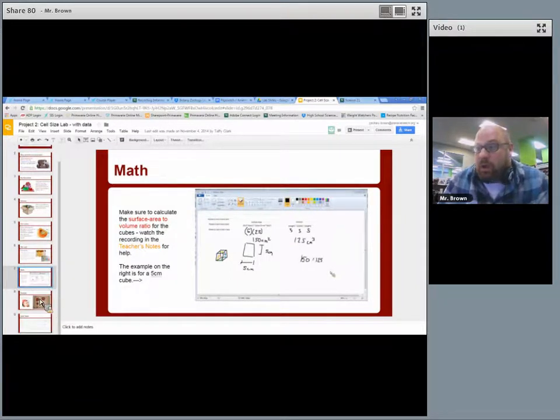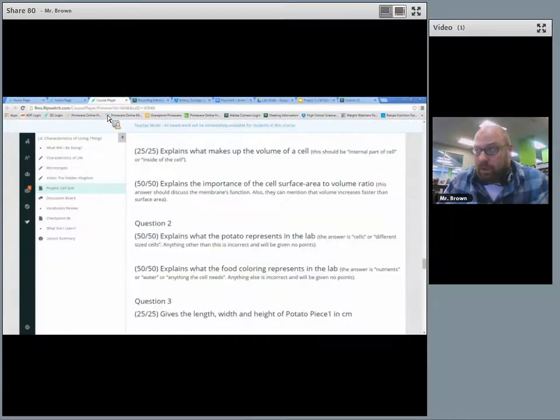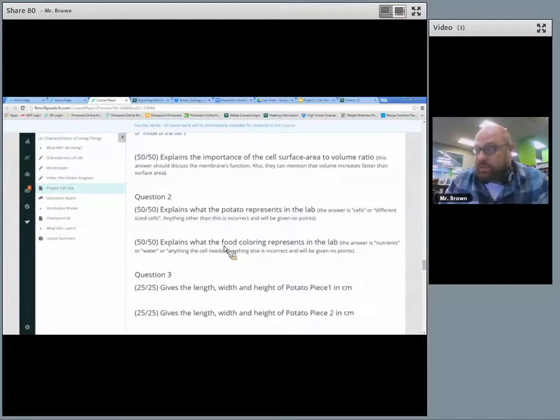Alrighty, so a lot of students get hung up on calculating surface area to volume. But before we do that, let's go back to question 2. Explain what the potato pieces represent in the lab. Those represent different sized cells. And the dye, the food coloring, that represents nutrients entering the cell.